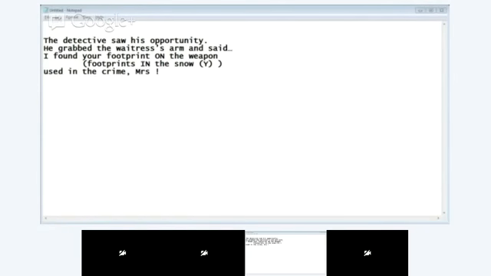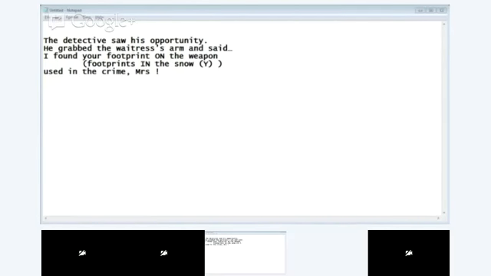So now I will read it because everyone's thinking. The detective saw his opportunity. He grabbed the waitress's arm and said, I found your footprint on the weapon used in the crime, Mrs. Hey, Mrs. I wonder if a policeman would say that to somebody, because policemen have to address people in certain ways, don't they? So they might not say just Mrs., because if you say Mr. but don't say Mr. Jones, but say Mr., it's not quite the same formality level, is it, Bilal?